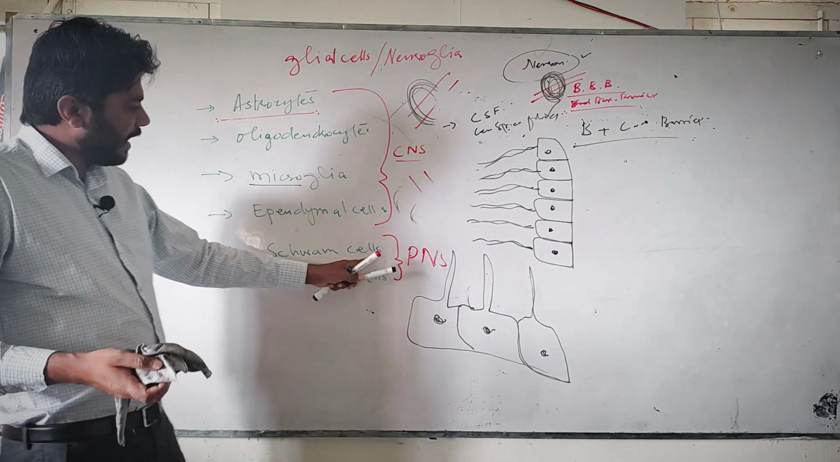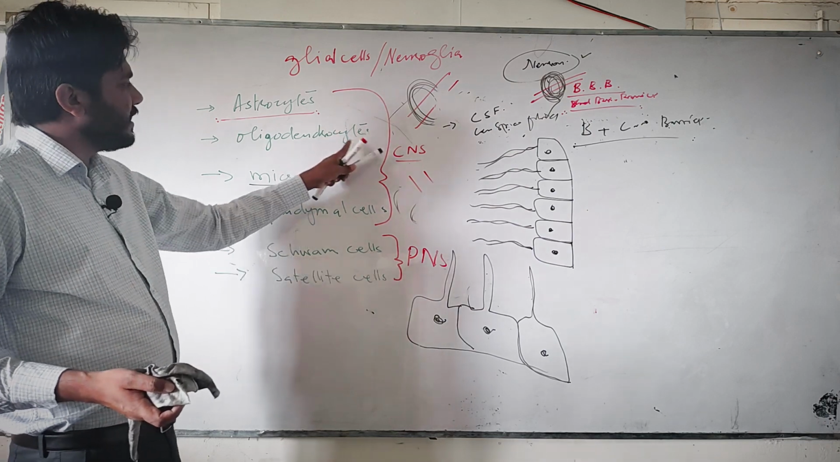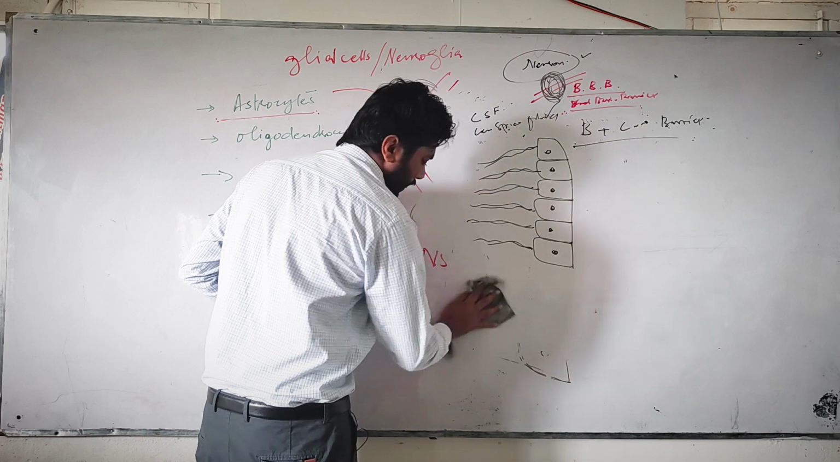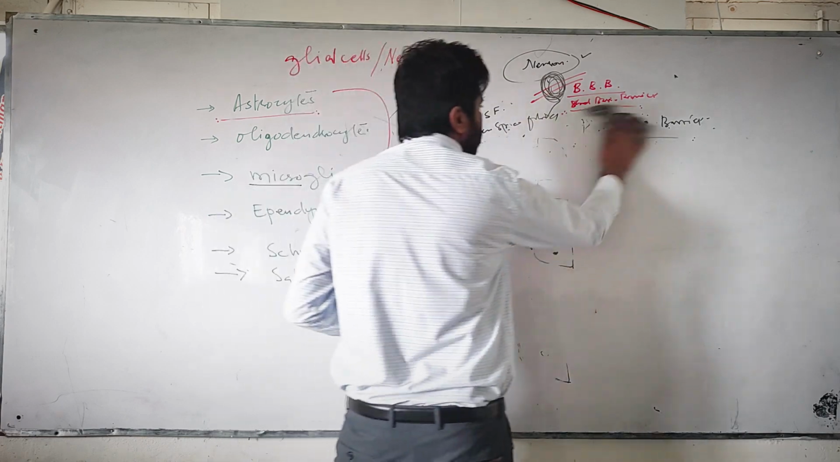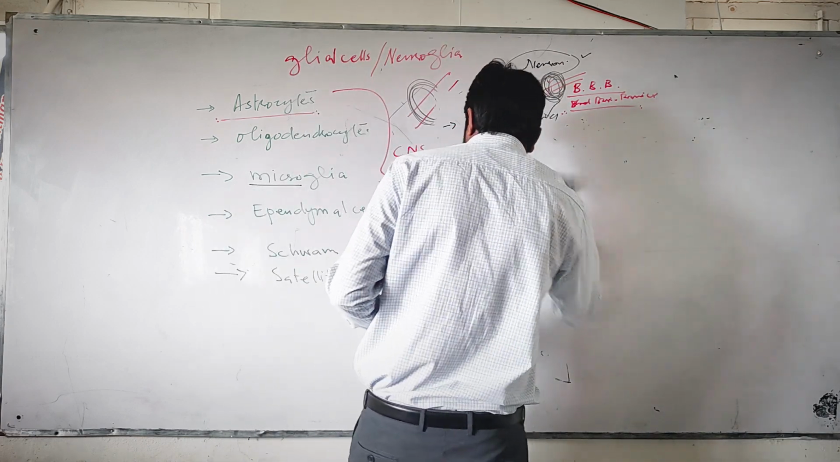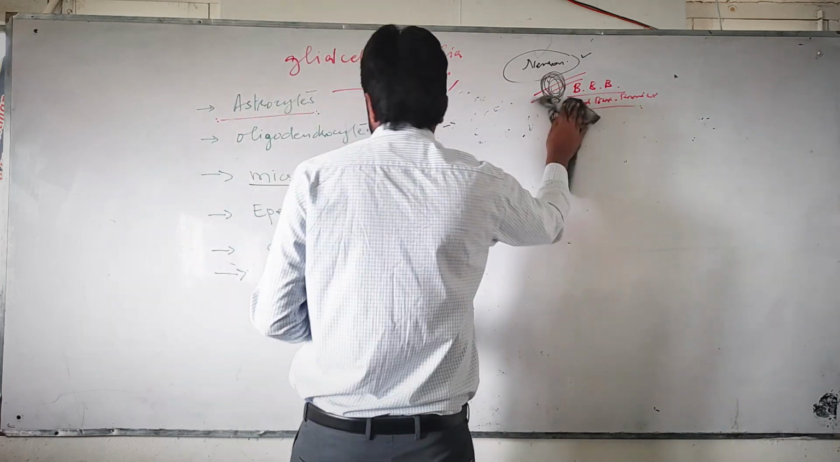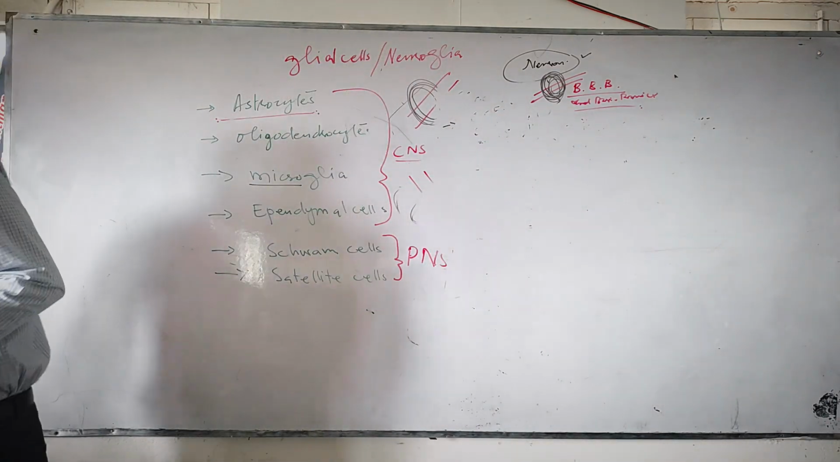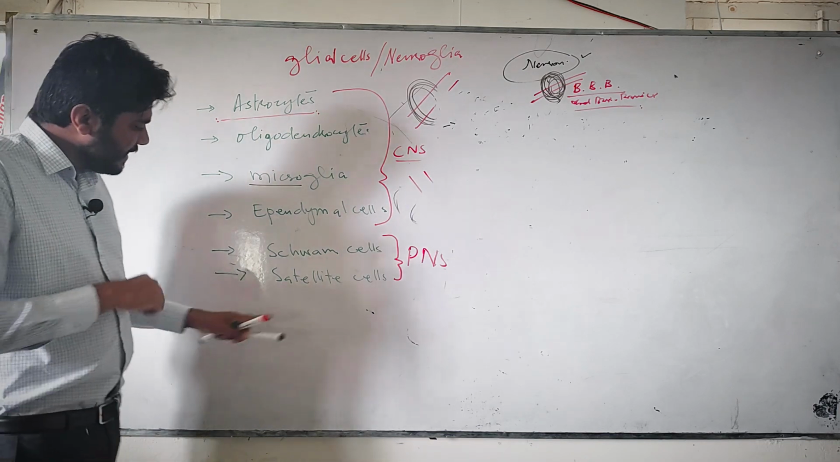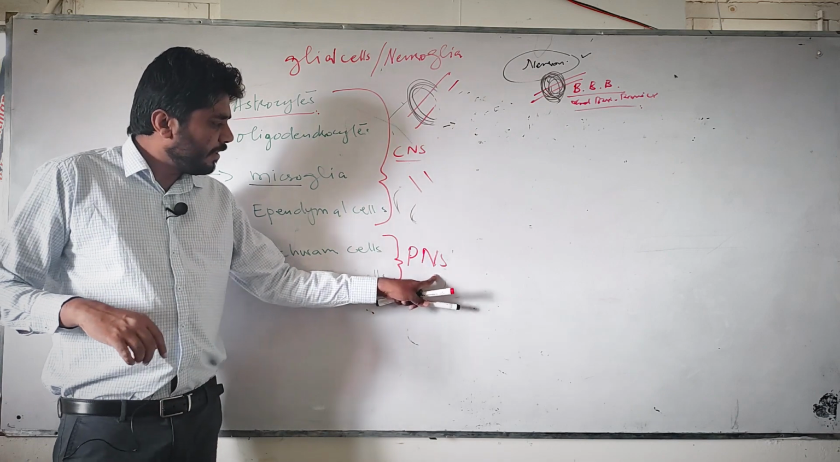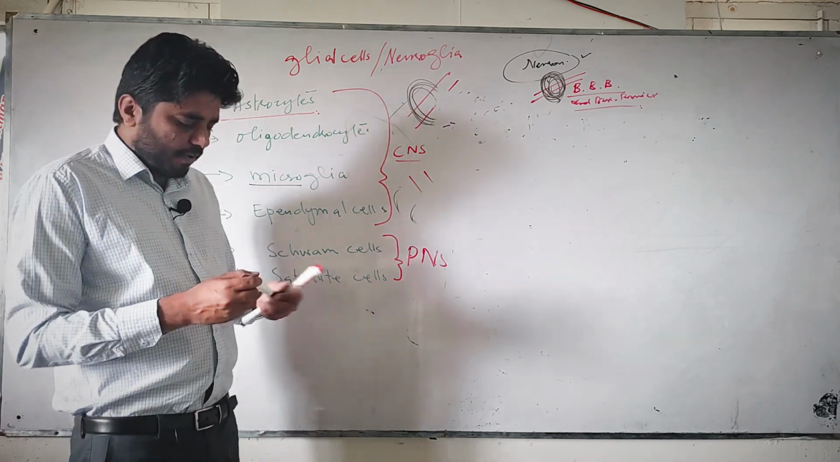Next, Schwann cells we have already discussed. They are similar, with different structure, but the function is the same. The location is also different: Schwann cells are present in the PNS and oligodendrocytes are present in the CNS. Next one is satellite cells, also present in the PNS, the peripheral nervous system.